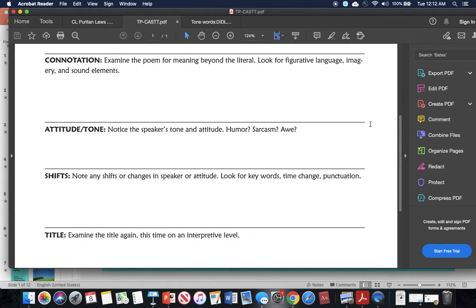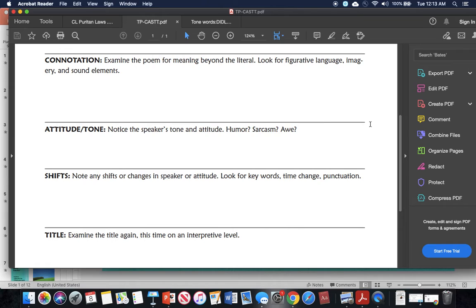Connotation, as we've been talking about quite a bit, in the TP cast form, connotation fills in much of what diction is filling in here. So we're looking at meaning beyond literal. That can be a word choice, some loaded diction, that kind of thing, or figurative language, imagery, sound elements, anything where there's a word showing up that you think has something more going on, or it could be a phrase.